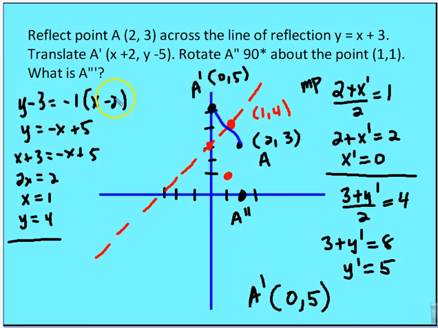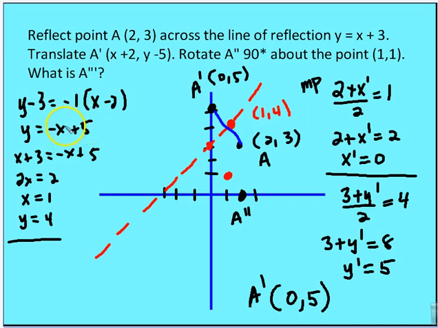So it would be y minus 3 is equal to -1, the slope that's the opposite reciprocal of the line of reflection, times x minus 2. And we're going to simplify that. y is equal to -x plus 5.